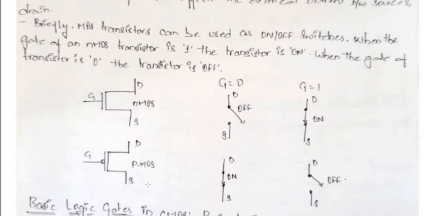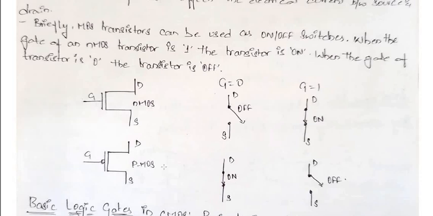The MOS transistors can be used as on or off switches. So how will these transistors be used as switches? When the gate of an NMOS transistor is given 1, the transistor will be on. When the gate of the transistor is given 0, the transistor will be off. For your PMOS, it is quite opposite. When you give 0, it will be on. When you give 1, it will be off.